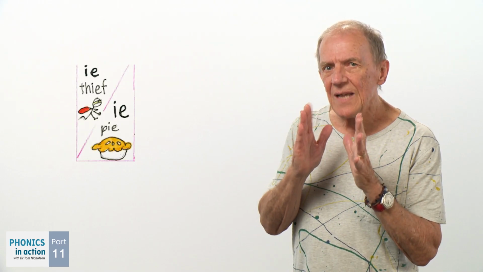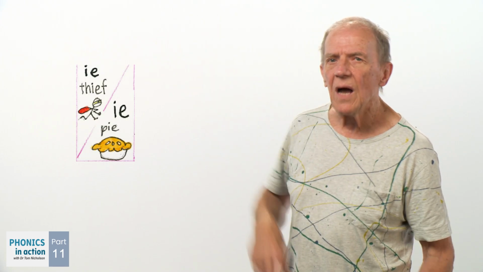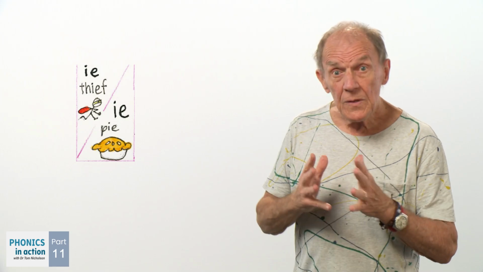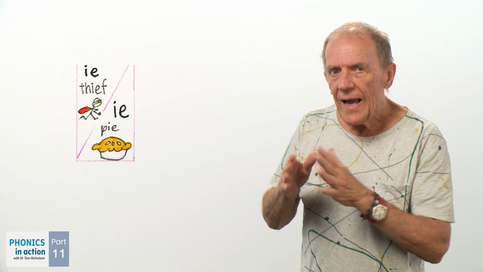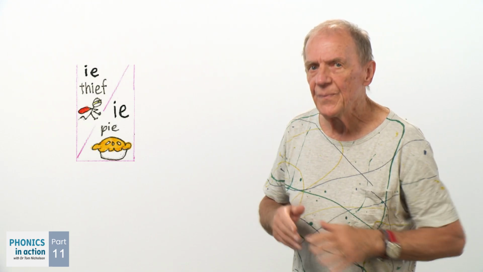Now we're going to have a lesson on this sound, the IE. Writing this up now, the IE. It's got two sounds. Now the first sound of IE is the I in pie, and the second sound is the E in thief. Now we'll do the first sound.